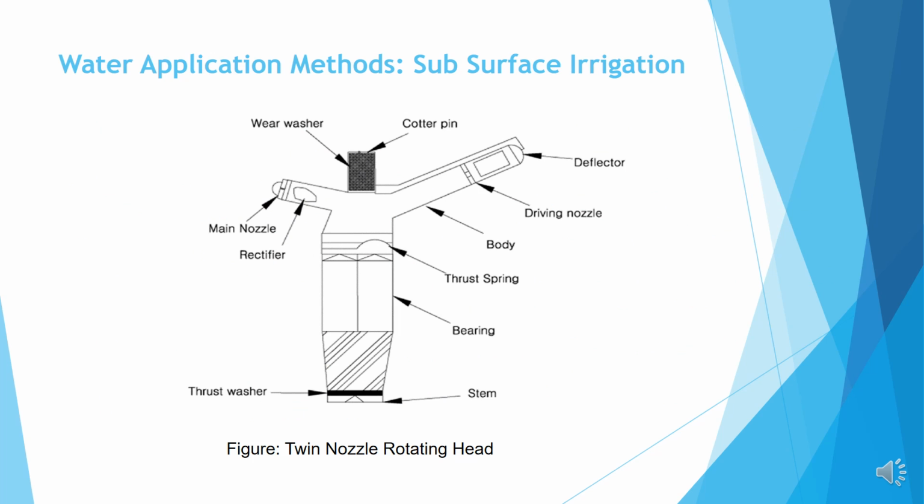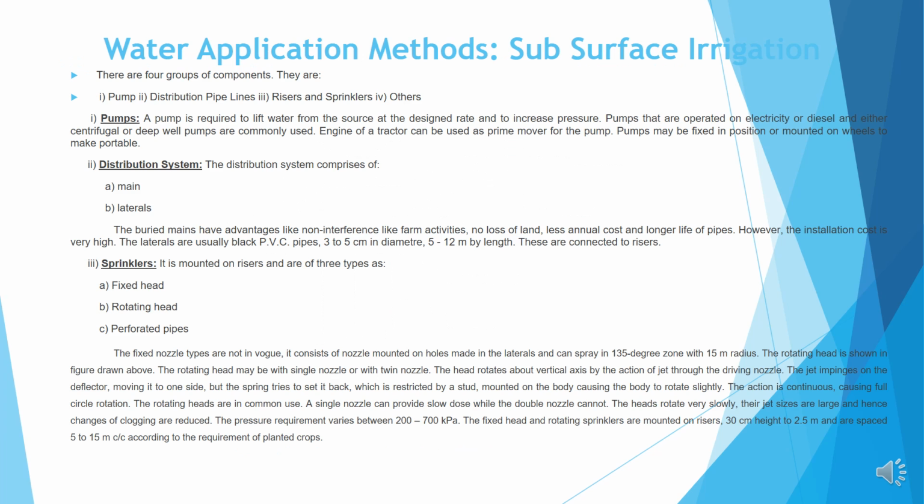Here I have shown a figure of a sprinkler system. There are four groups of components. They are pump, distribution pipelines, risers and sprinklers, and others.